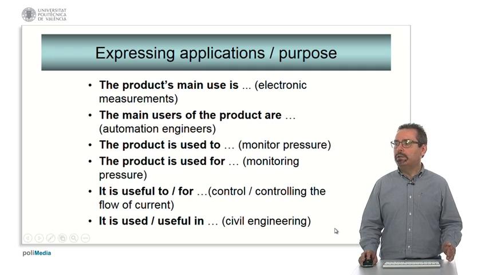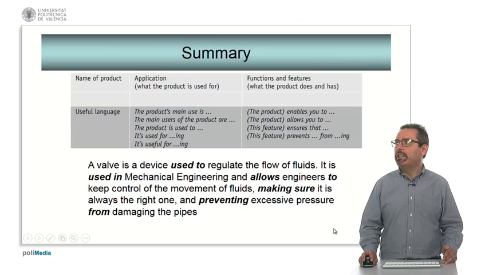It is important to use to plus infinitive or for plus -ing. Or we can use expressions with useful. It is useful to or for control or controlling the flow of current. It is used or useful in this case in the area of civil engineering. Here we have a table summarizing the typical expressions and an example. A valve is a device used to regulate the flow of fluids.